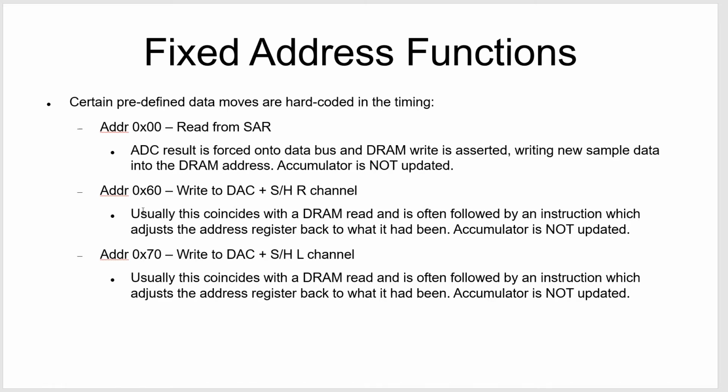The other fixed address is at address 60 hex, which is the write to the right DAC channel. So between address 0, which is a read, starting from address 1 and going to address 5F in hex, that's how many instructions you have. Remember, it's 2 bytes per instruction. That's how many instructions you have until you get to this address. Remember, you can't jump over it.